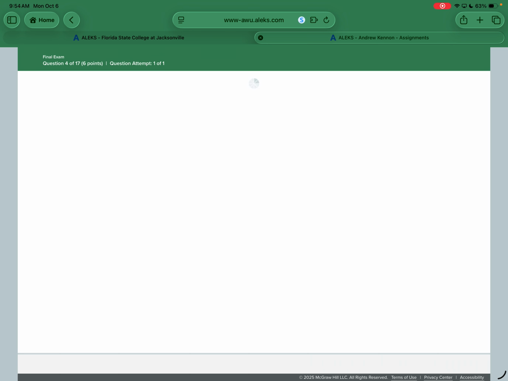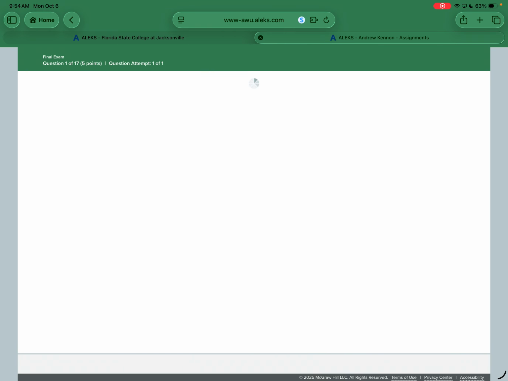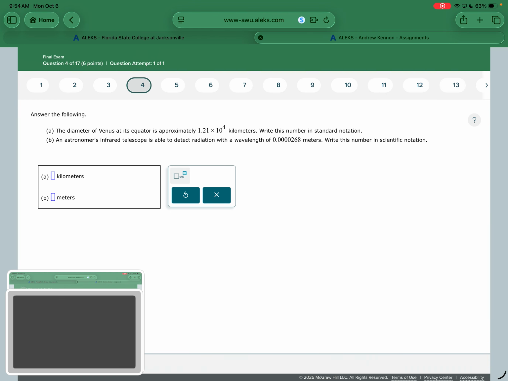The Wi-Fi has been kind of silly today, so... Oh, man. This one looks like scientific notation, doesn't it? How did it go away? Yeah.